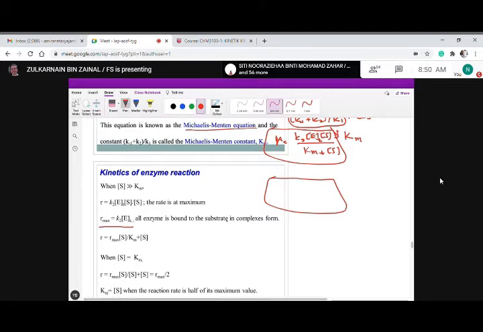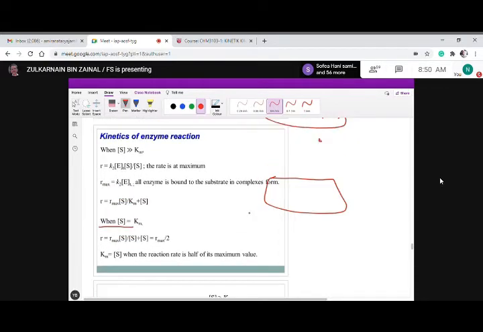And this is actually the maximum rate that can be achieved by the reaction. The maximum rate that can be achieved by the reaction. Looks like I cannot write too much on this one. If I write too much, then it's going to be something like this.